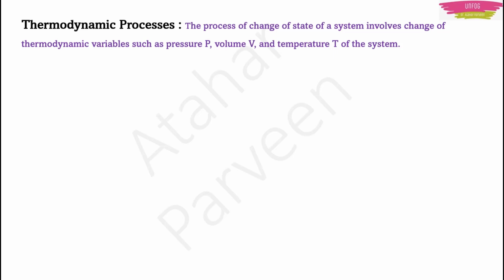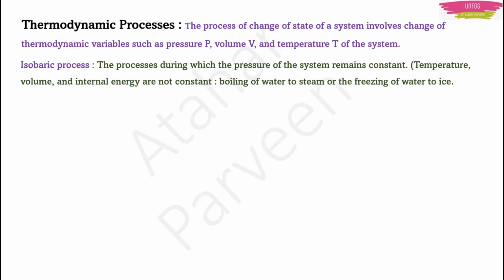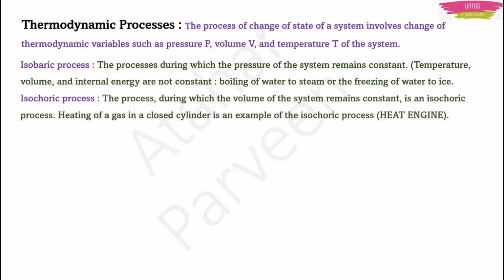Now let's talk about the types of thermodynamic process. First, the type could be the isobaric process. Isobaric process means the process during which the pressure of a system remains constant. In this process, pressure does not change. Temperature, volume, internal energy will not be constant. For example, boiling of water to steam or freezing of water to ice: other variables are not constant, only the pressure will be constant. This type of process is known as isobaric process.